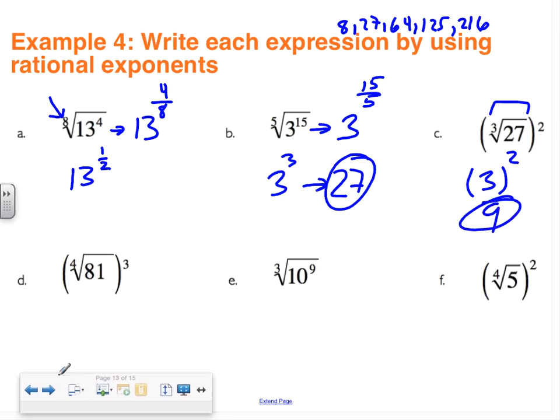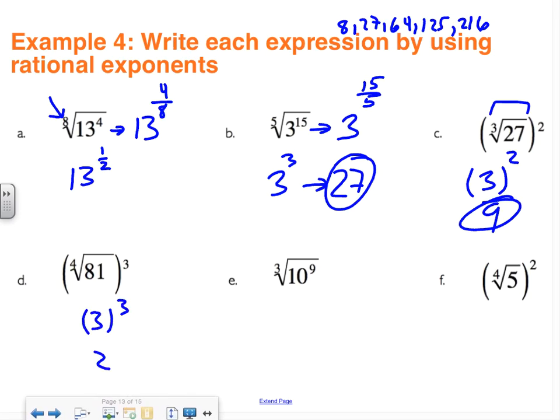All right, let's look at D. 4th root of 81. Hopefully you guys recall what the 4th root of 81 is. It is 3. So this is just 3 to the 3rd power, which again, 27. Seems like all our answers, 27.